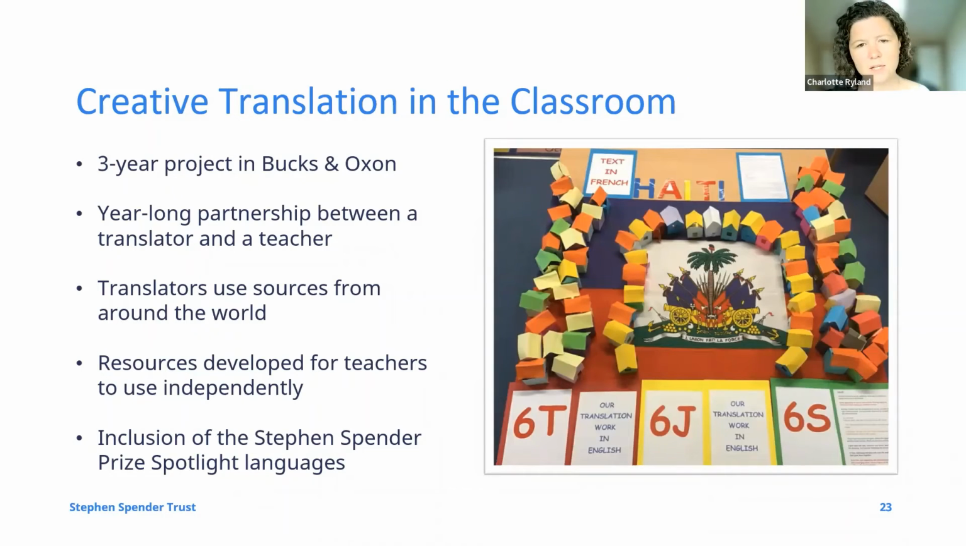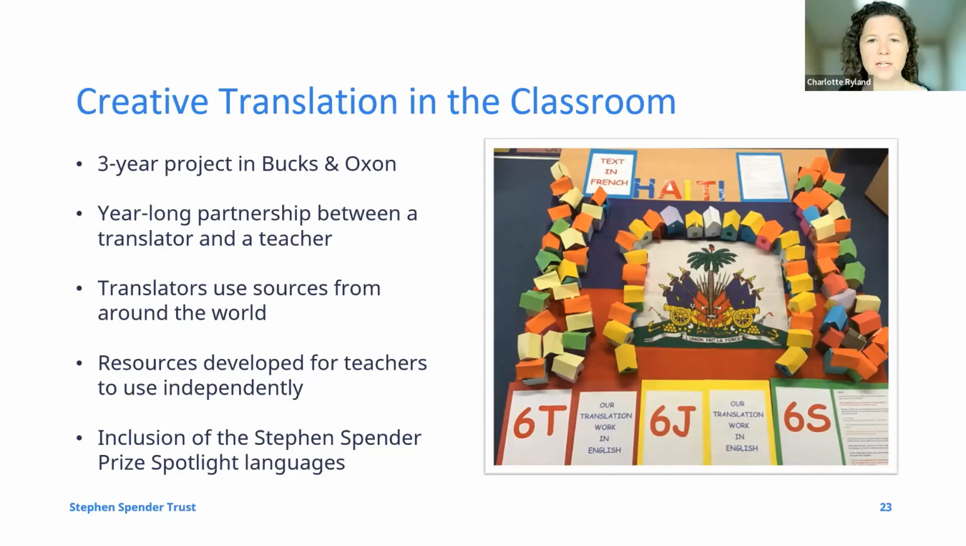Creative translation in the classroom is a project that we started about 4 years ago, and we've been supported in running this project by the Rothschild Foundation, which is one of the reasons that I came to be involved in today's conference. And for that reason, we've been working in particular in Buckinghamshire and Oxfordshire with some wonderful teachers in schools in the primary and secondary sector.